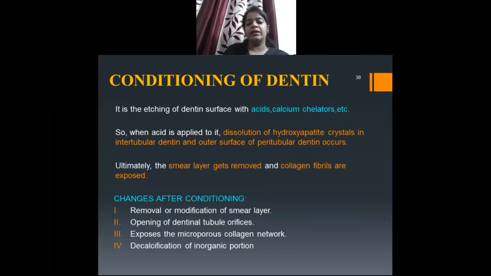Conditioning of the dentin. So before going to the fourth generation, let's talk about the conditioning of the dentin. It is the etching of the dentin surface with acid, calcium chelator, etc. When the acid is applied to it, dissolution of the hydroxyapatite crystals in intertubular dentin and outer surface of the peritubular dentin occurs. Ultimately, the smear layer gets removed and the collagen fibrils are exposed.